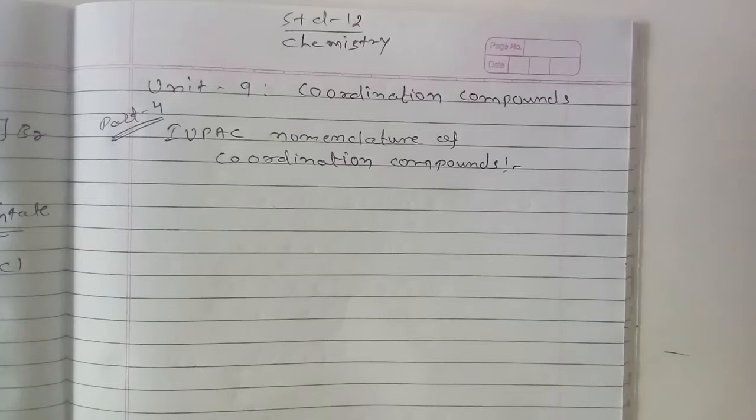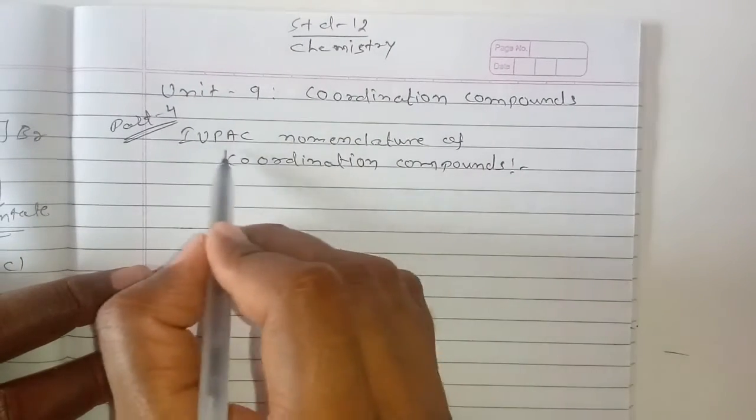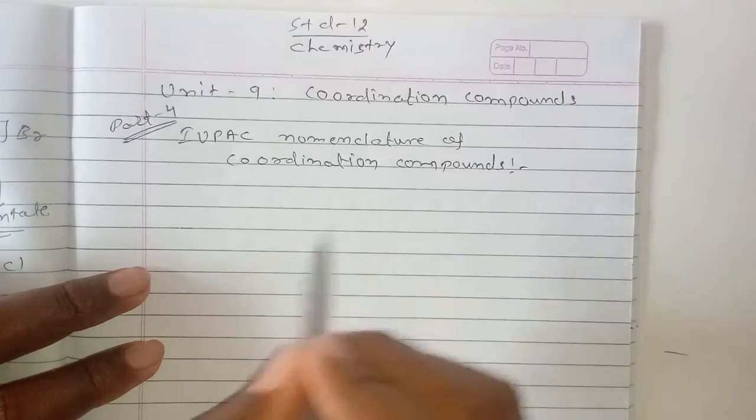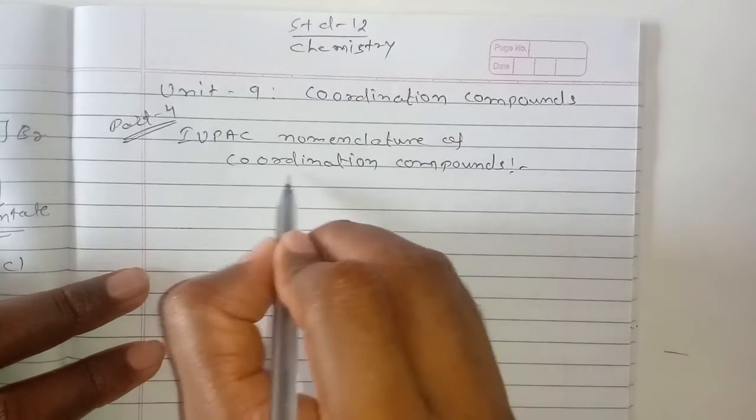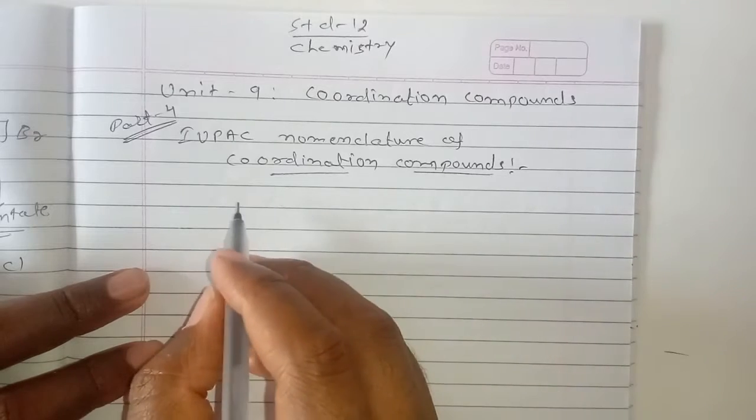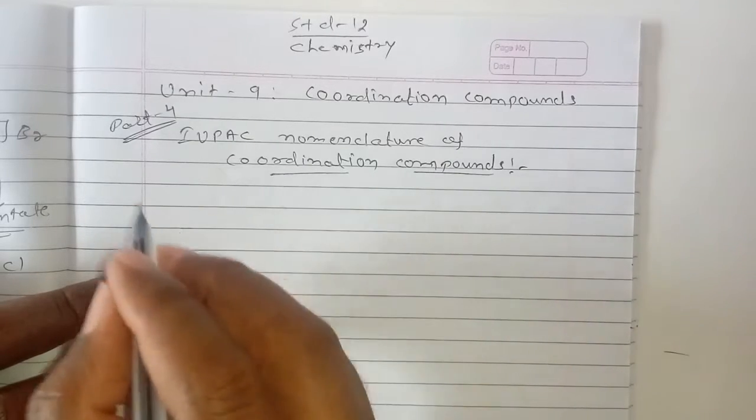Standard 12 Chemistry, Unit 9, Coordination Compounds, Part 4. Here we discuss the IUPAC nomenclature of coordination compounds. For the nomenclature of coordination compounds, we have to follow some rules.